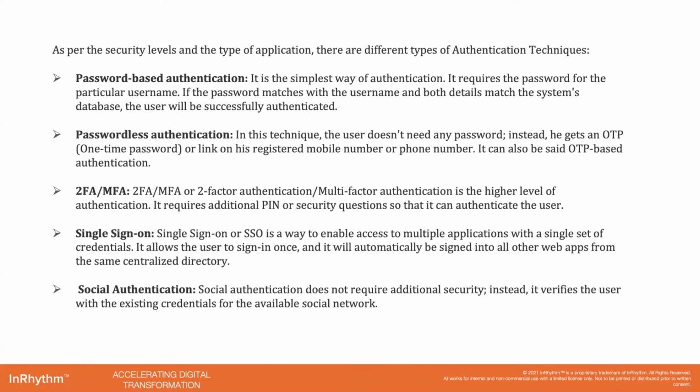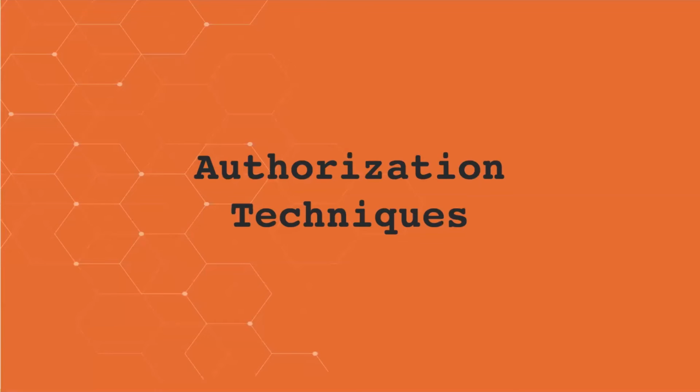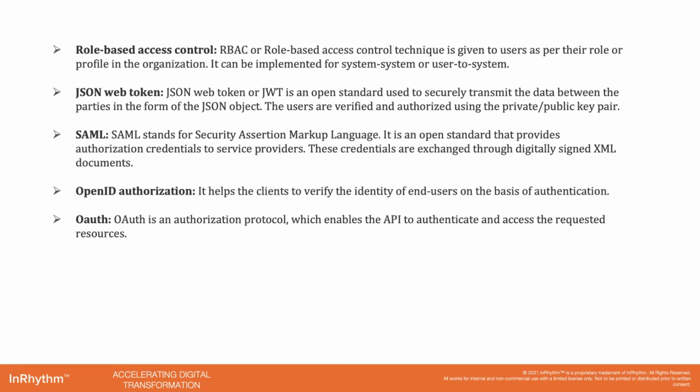Okay, so we have covered authentication techniques. Let's see what's under authorization techniques. We have different types of authorization techniques. The first one is role-based access control, which is often referred to as RBAC. It's a technique where access is given to users as per their role or profile in their organization. We often refer to them as AD groups, Active Directories, or something. It can be implemented for system to system or user to system.